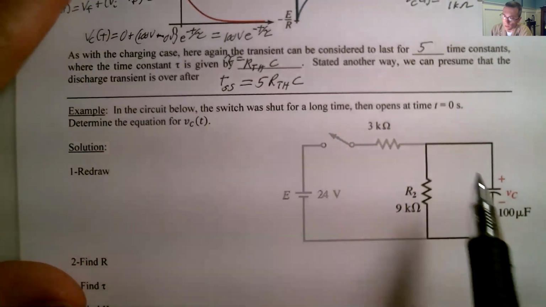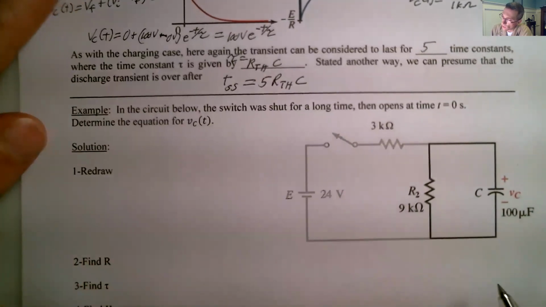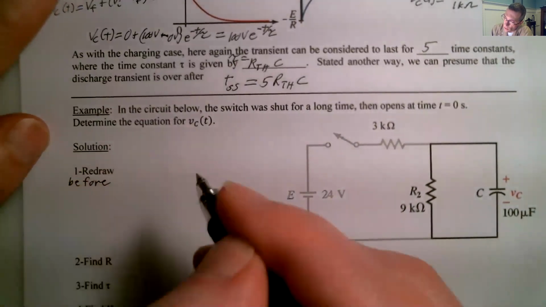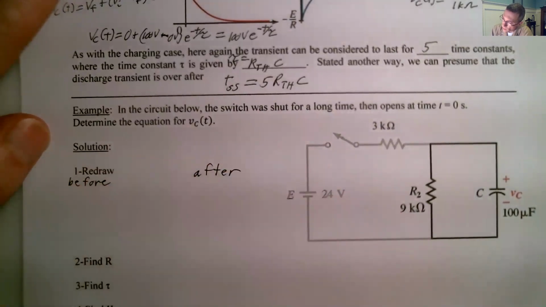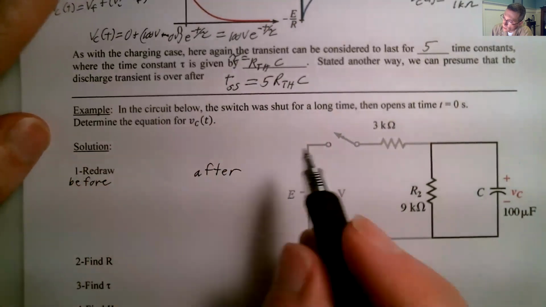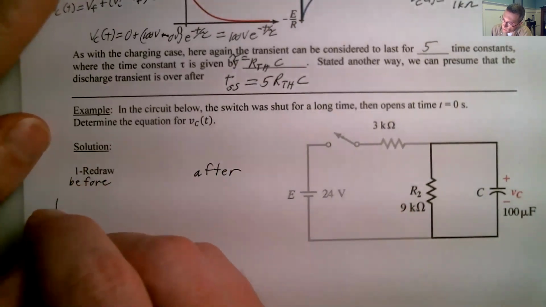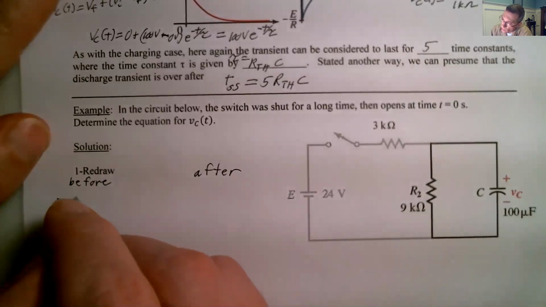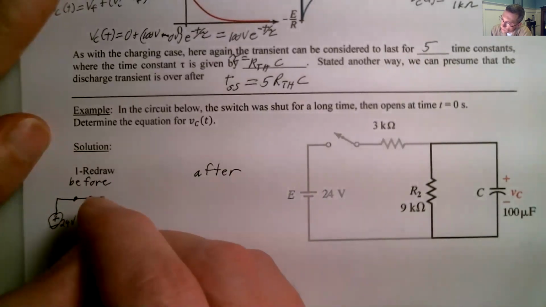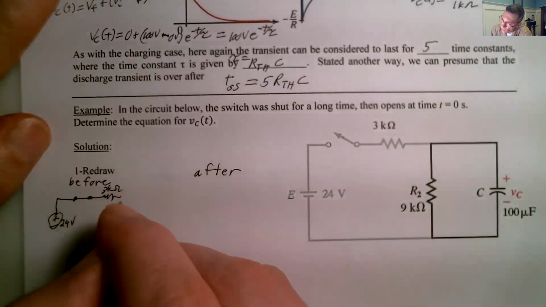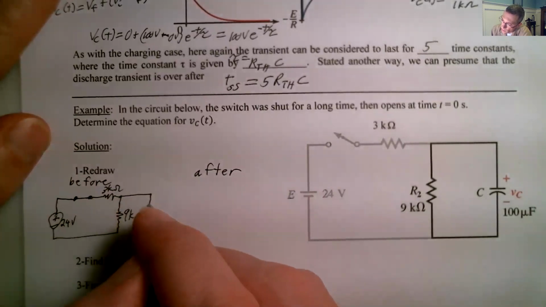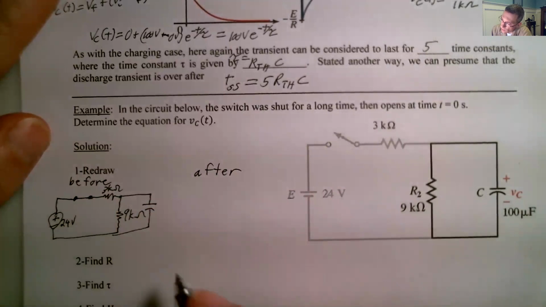It says, all right, the switch was shut for a long time. So we're going to redraw this. We're going to redraw it for before, and we're going to redraw it for after. So before, the switch was shut for a long time. That means that we've got our source there, which is 24 volts. The switch is shut. We've got 3 k ohms. And we've got here, what's this one? That's 9 k ohms. And our capacitor is outside of it, right? So that's an open circuit.